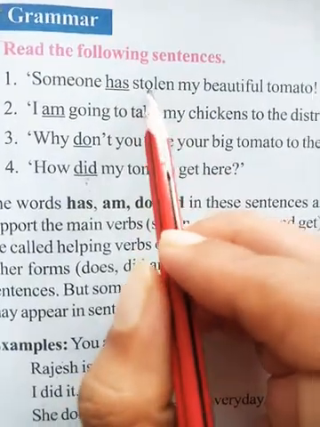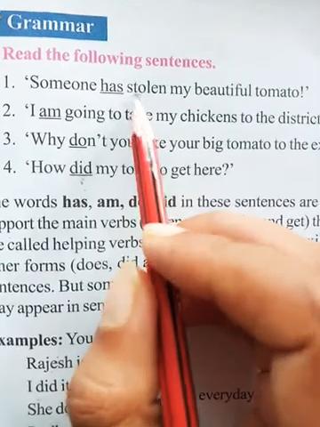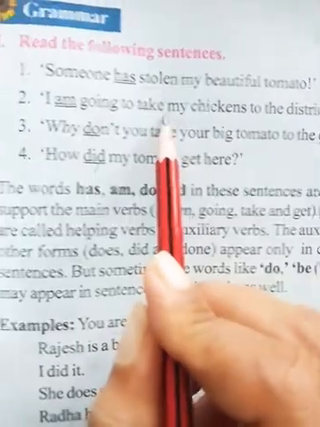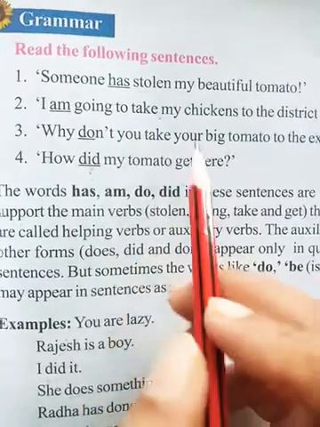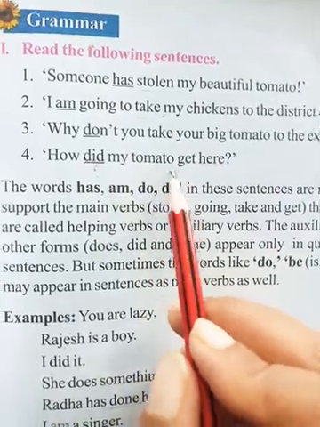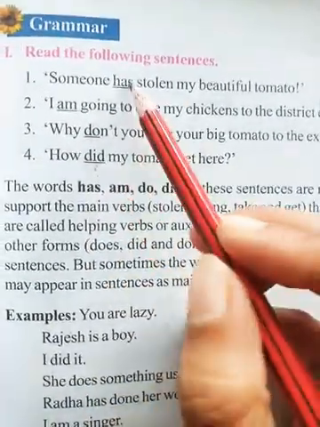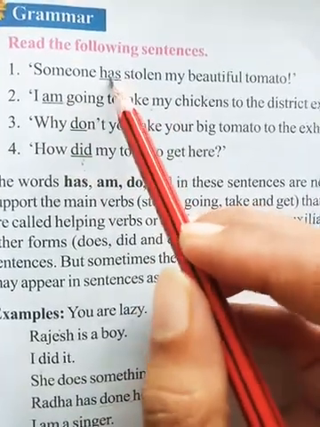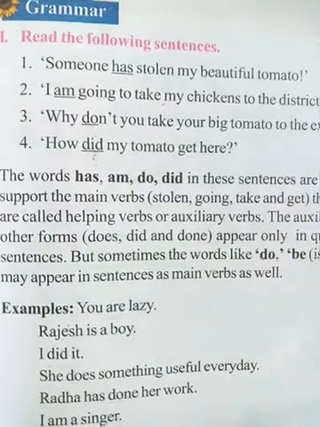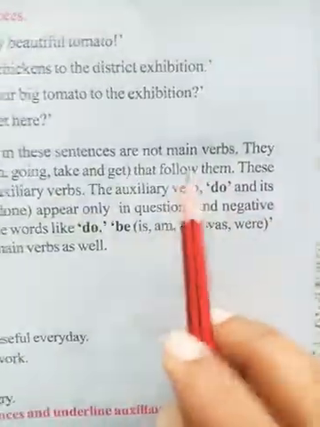Here we have verbs actually. What is the verb here? See, in this line, stolen is a verb, take is a verb. Take, going, get, they are main verbs. So the words which are underlined are just helping verbs. Okay, helping verbs. So the underlined words are helping words.